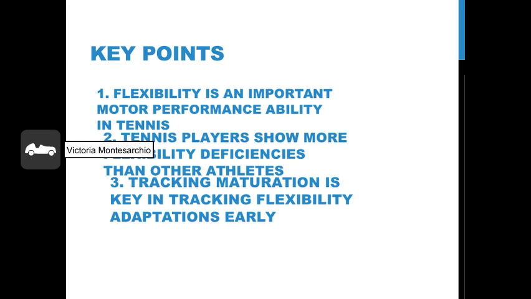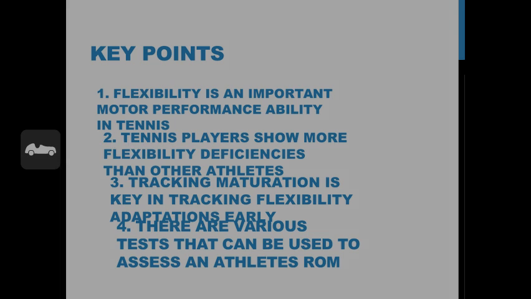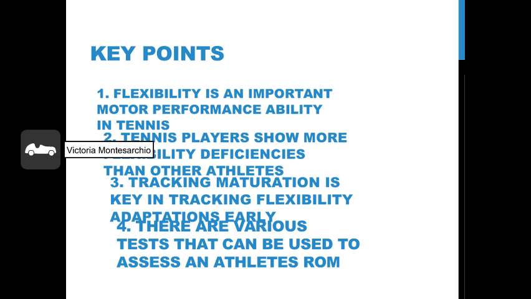Point number 3. Tracking athletes' maturation is key in catching negative adaptations. And lastly, point number 4, there are various methods that can be used to assess one's range of motion. And remember, we just discussed a couple of them, such as the reach behind the back, the sit and reach, the Superman, and a couple of others. And these are great ways to assess the range of motion of your athlete.